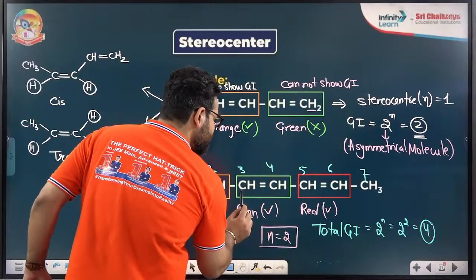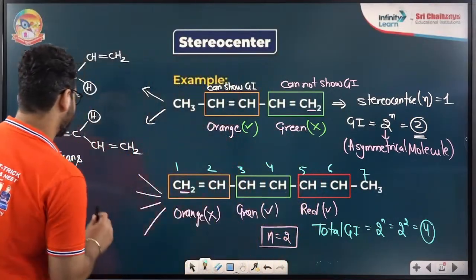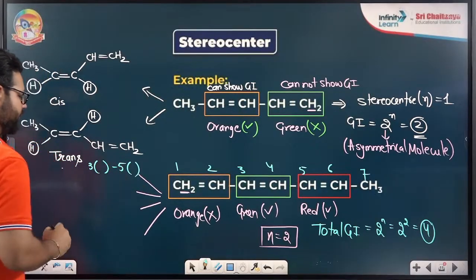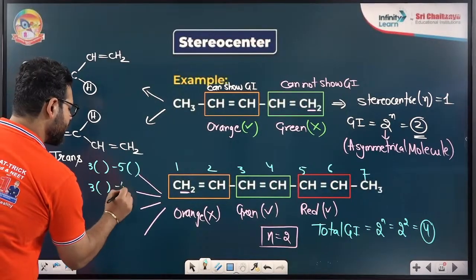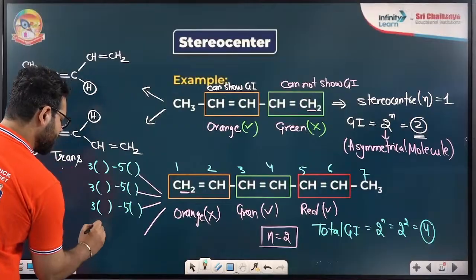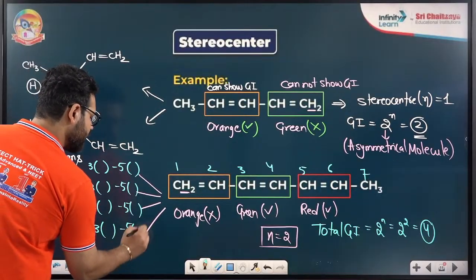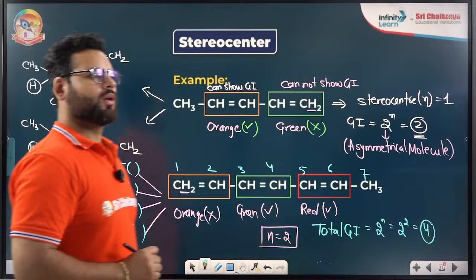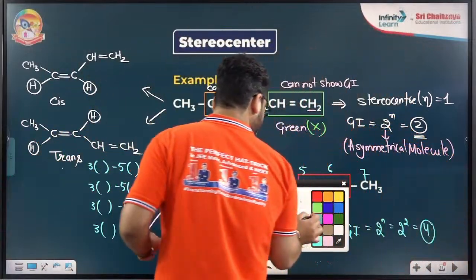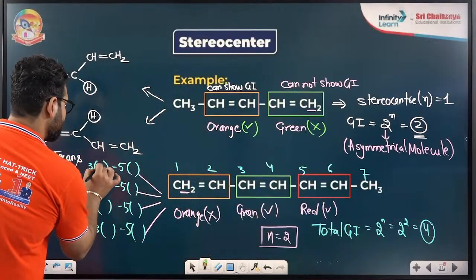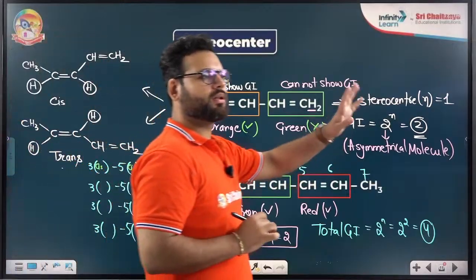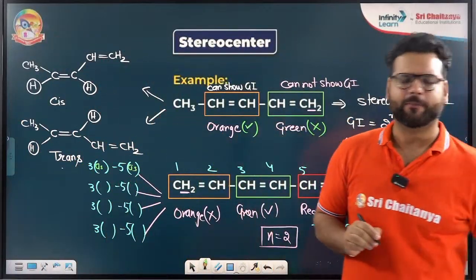The third alkene shows GI and the fifth alkene shows GI. Third will have a configuration and fifth will have a configuration. So one type of heptatriene possible is 3 cis, 5 cis heptatriene.